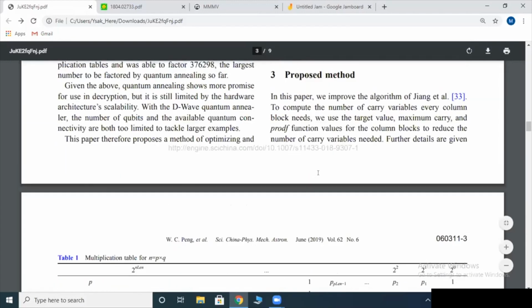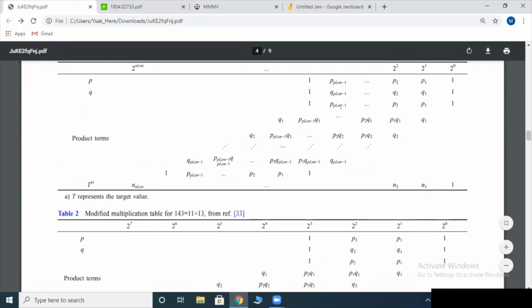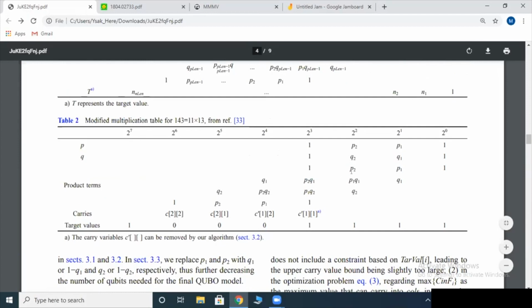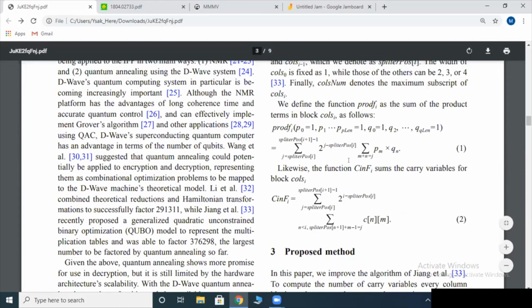Now, going to the equation part. For each block we can find the product. It is nothing but the sum of this entire thing. These are the product terms. So the product for this complete column can be called the sum of these ones. That is what is written here. It is the sum of all those.